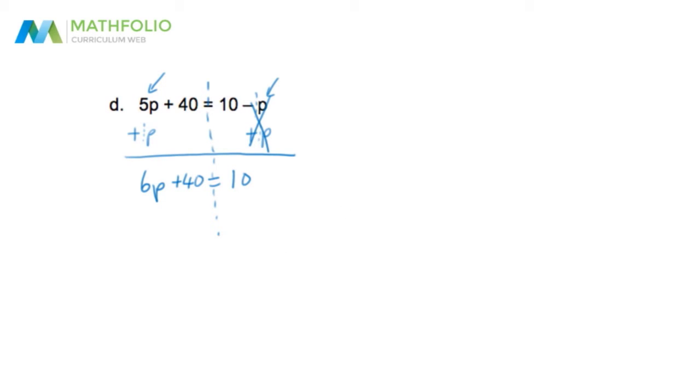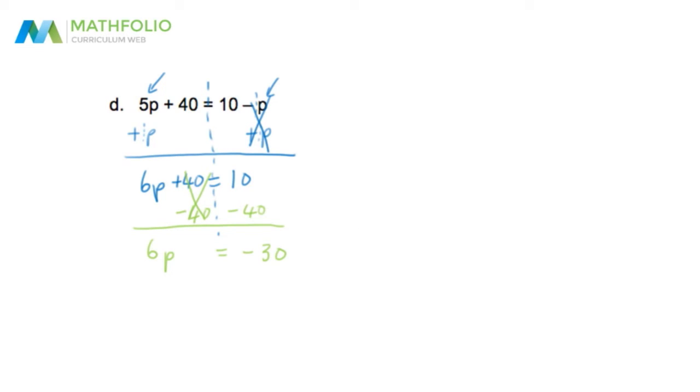So now we've got basically a two-step equation. So we think what's happening to the p? Well, it's being multiplied by 6 and then added to 40. So if we undo the last thing we said, which is add 40, we're going to subtract 40, and we do the same to the other side, then the 40s cancel here, we bring down the 6p, and 10 minus 40 is going to be negative 30.